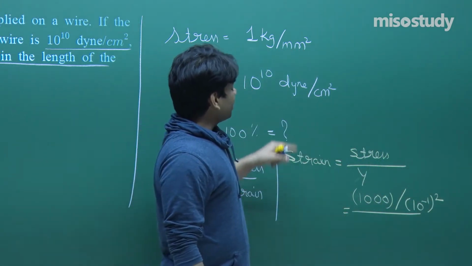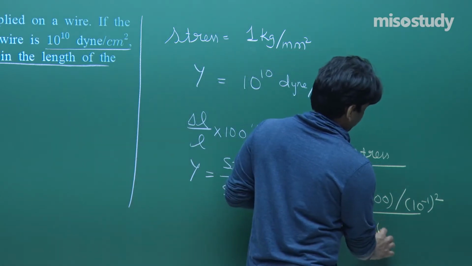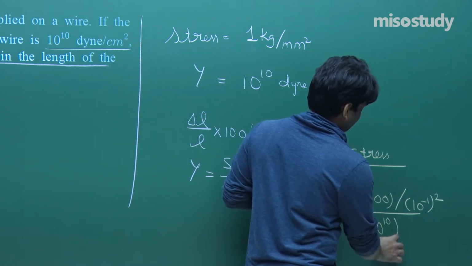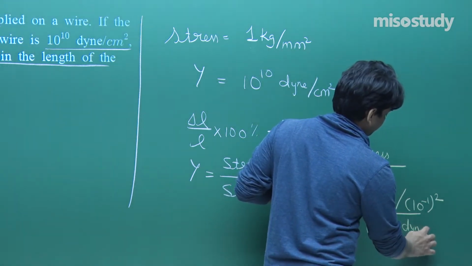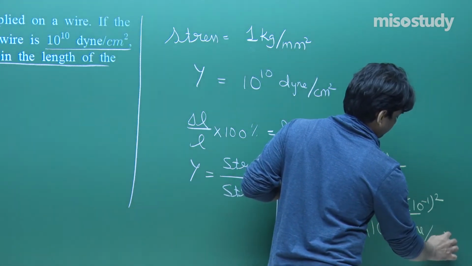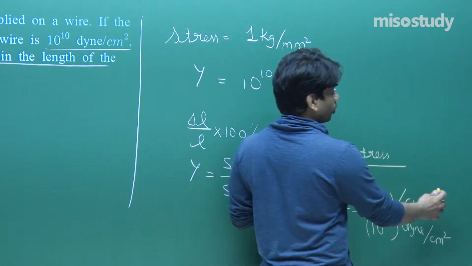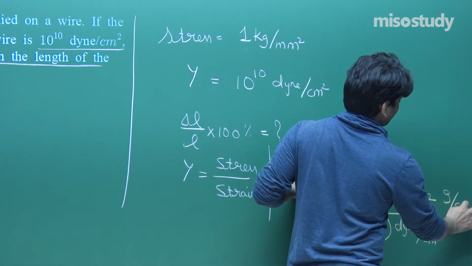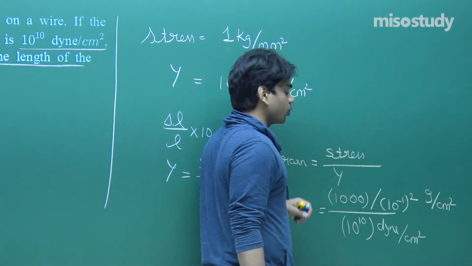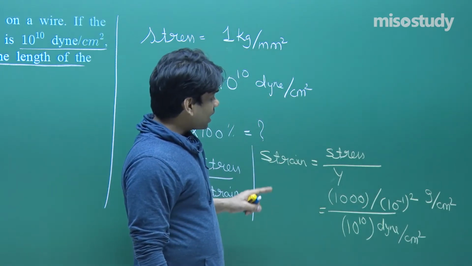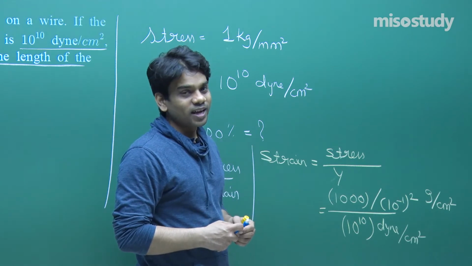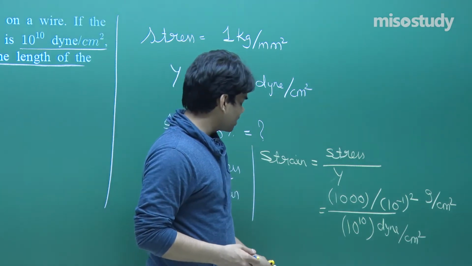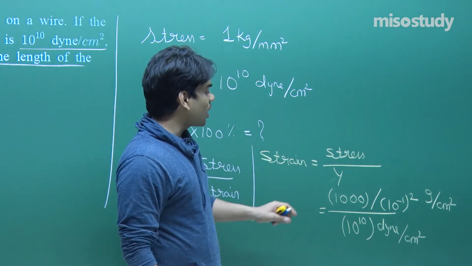Next you see 10 to power 10 dyne. So let me use here 10 to power 10 dyne per square centimeter. And here also, what unit am I going to get? I am going to get gram per square centimeter. This is what I am going to get. Now clearly you can go ahead and simplify this. You will be getting the required result.